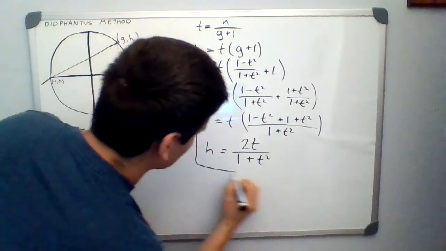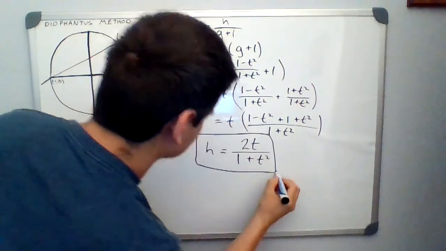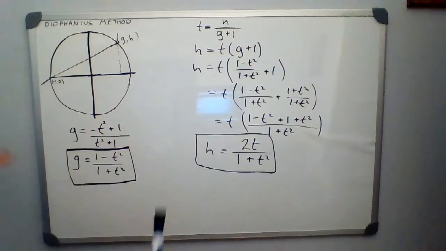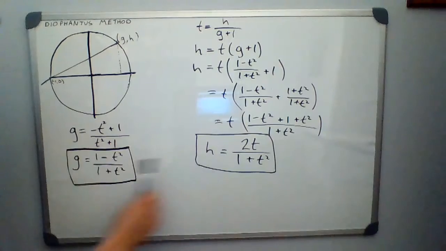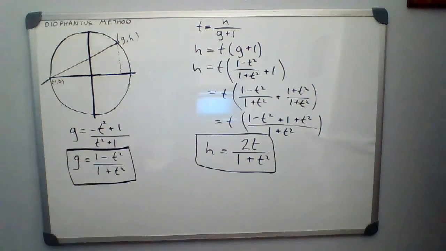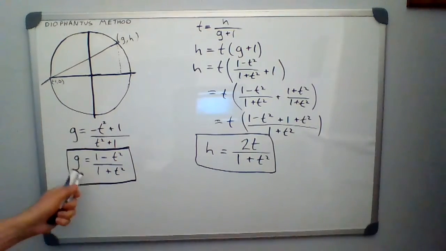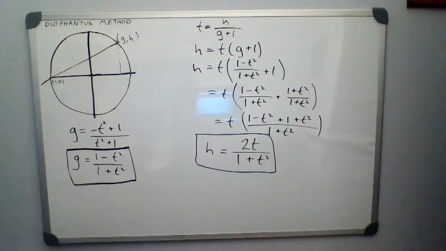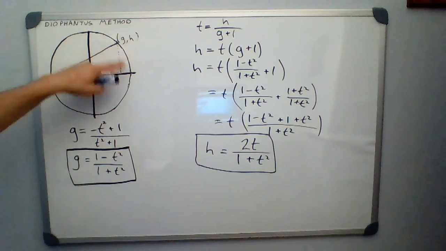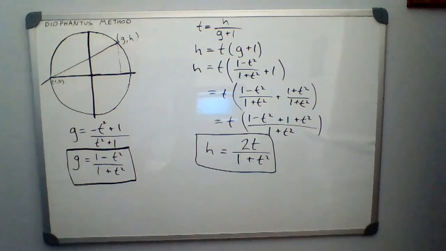So that is what h equals. Alright, so that was the goal of this video. I wanted to find g and h in terms of t, being h divided by g plus 1. This is a really important formula because, as I was saying earlier, this is how we parameterize these in terms of that slope. It's useful for many things, and I'm going to demonstrate those things in the next videos.